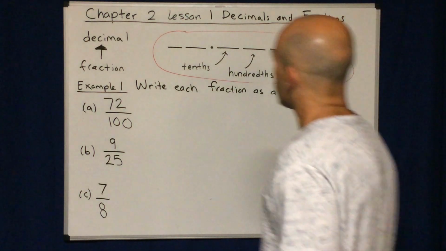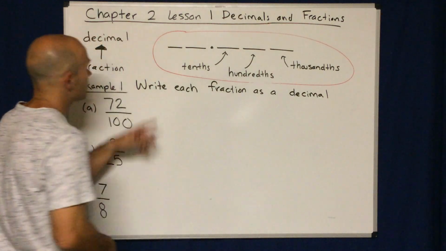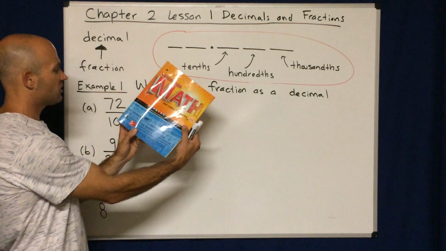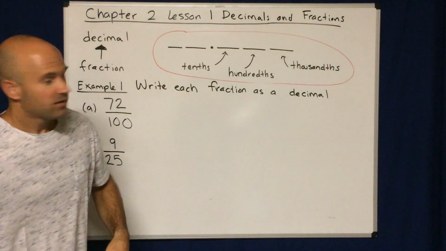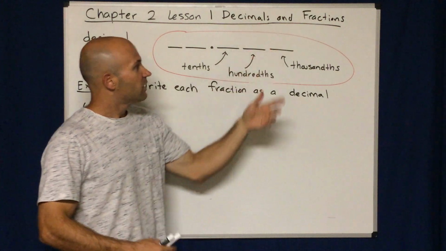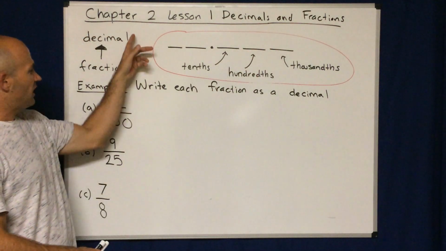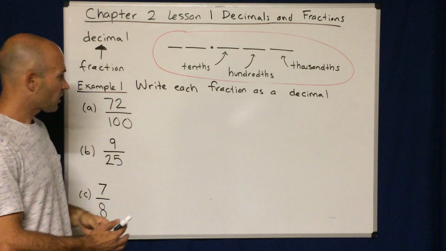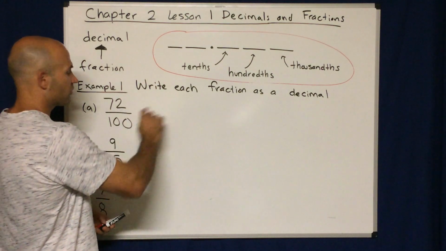Alright, this is the second part of a video on Chapter 2, Lesson 1 from California Math, Your Common Core Edition by McGraw-Hill. They talk about going from decimals to fractions and fractions to decimals. In the first video, I showed you how to go from a decimal to a fraction, and now I'm going to show you how to go from a fraction to a decimal. So let's go ahead and write each fraction as a decimal.